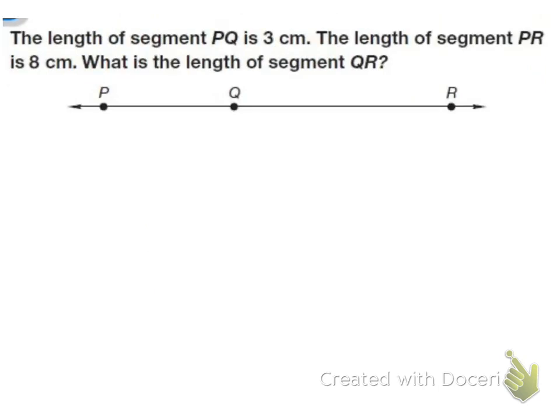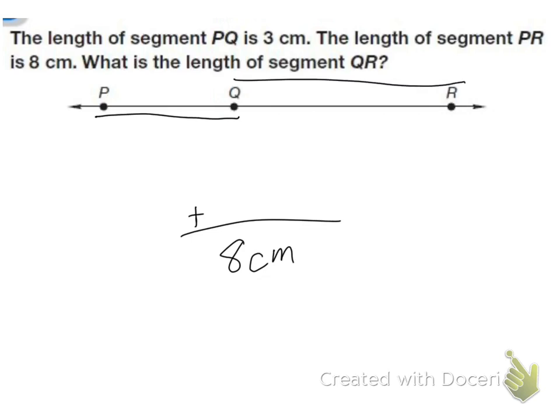Okay. This next question says the length of the segment PQ is 3 centimeters. The length of the segment PR is 8 centimeters. What is the length of segment QR? Okay, so I know that the length of the whole segment is 8 centimeters. And I know that PQ plus QR would equal the whole length. Well, PQ is 3 centimeters, but I don't know what QR is. So I'm going to just put the letter L because I'm not sure what that is.